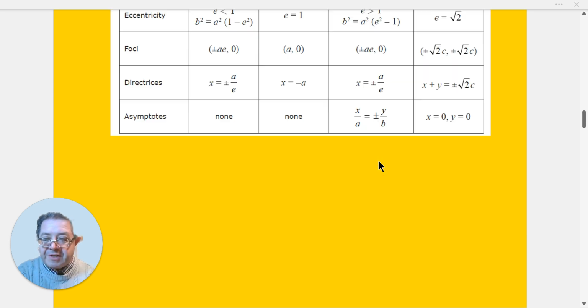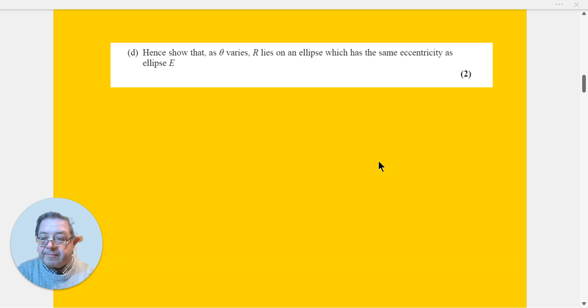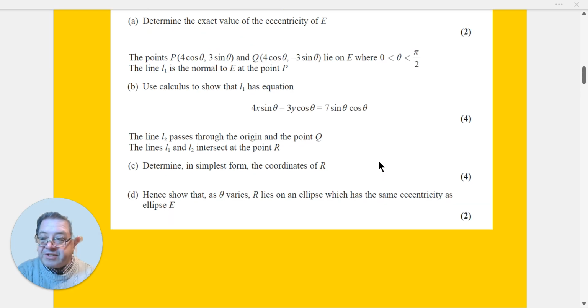So part B of the question. Now it is asking us, we've got points P and Q, which are given in parametric form, cos theta and sine theta. L1 is the normal to E at the point P, and we're being asked to use calculus to show that L1 has the equation as given, which has got x and y in it and the parameter theta.